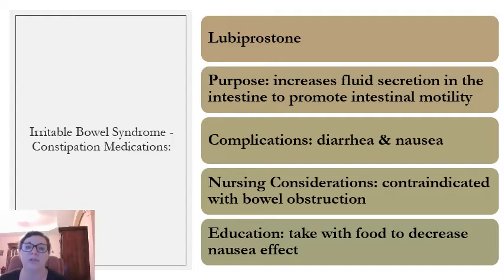Okay. So the other type of irritable bowel syndrome is constipation type medications. This is going to be the lubiprostone. So I think of it, lube as in like lubricant in order to help the constipated bowel movement move out. So the purpose is going to be increasing that fluid secretion like a lubricant in the intestine to promote intestinal motility. Complications are going to be diarrhea because you're pushing it out, and nausea.